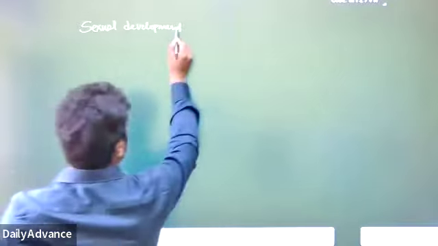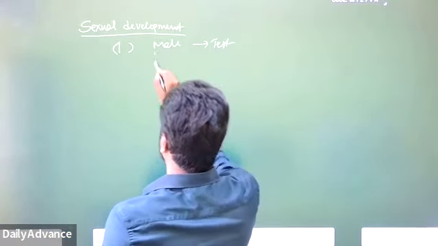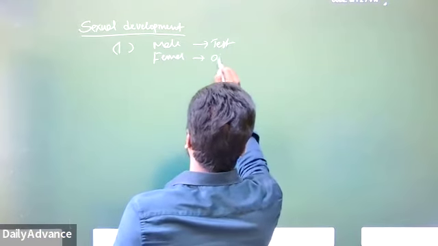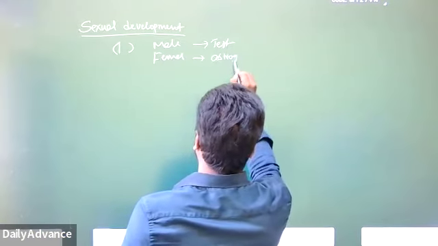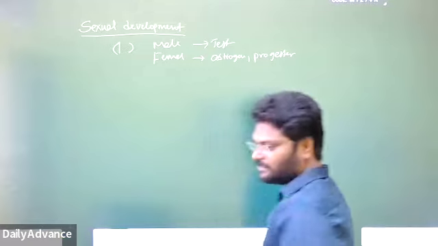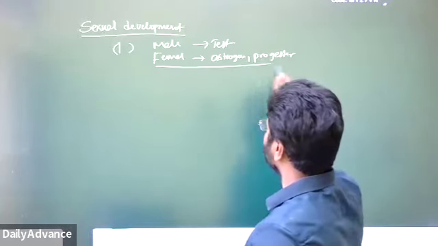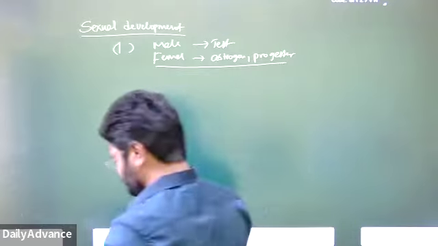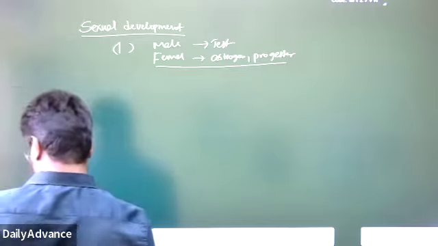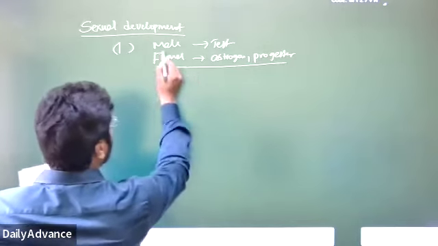So, sexual development. Generally sex hormones: male hormones, testosterone; female hormones, estrogen and progesterone. These hormones are secreted by the male and female gonads, and they lead to changes in sexual life as well as changes in the secondary sexual characteristics. These are the sex hormones.